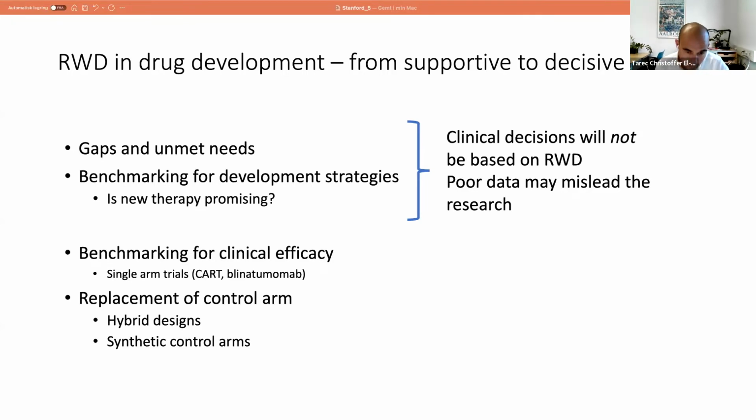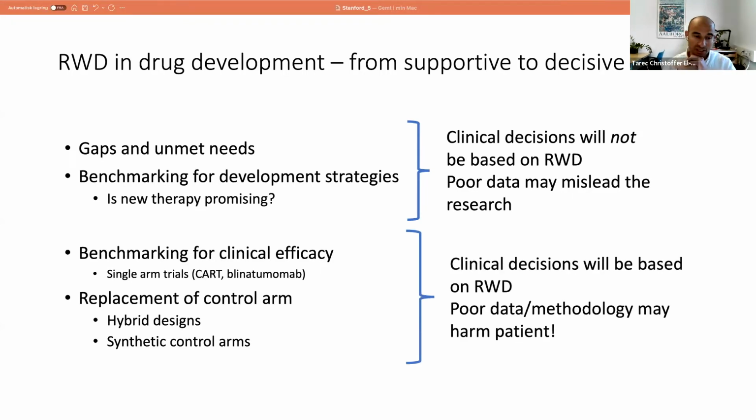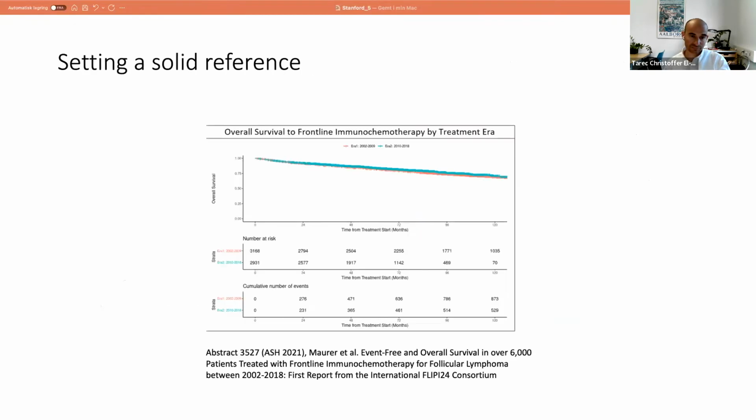But I think now we're seeing increasing use of real-world data in later stages, for example, for benchmarking clinical efficacy in larger phase 2 trials, where we actually use this also for assessing the efficacy of the treatments. And there's even talk also of replacing control arms with hybrid designs or synthetic control arms. And I think when we move into this area, then I really think we need to be much more careful, because then we risk making clinical decisions based on these data that can eventually lead to patient harm if we do it the wrong way.